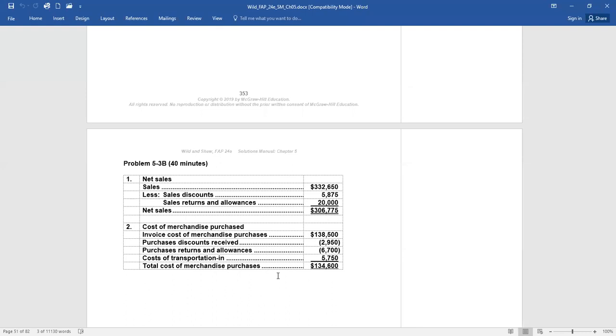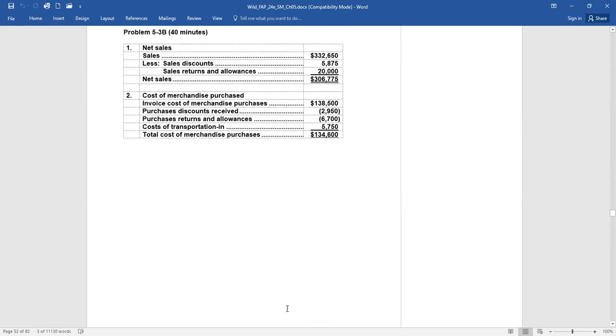Okay, so remember, whenever you bought more inventory, you debited $138,500 for the year. Whenever there was a return or a purchase discount, you credited or reduced the inventory account for those amounts. Whenever there was transportation paid, you increased the inventory account. So how much did we spend buying inventory this year? Well, all those numbers netted together are $134,600.